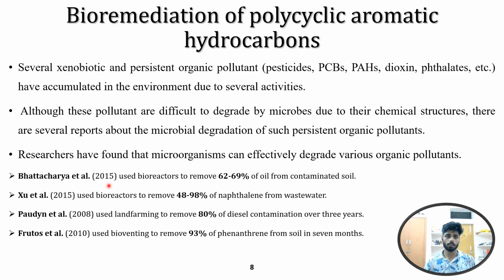For example, a study conducted in 2015 used bioreactors and was able to remove 62 to 69% of oil from contaminated soil. In another study conducted in 2015 itself, they used bioreactors to remove 48 to 98% of naphthalene from wastewater. And there are also two other studies given here where they used different methods such as land farming and bioventing in order to remove different types of contaminants from different natural environments.